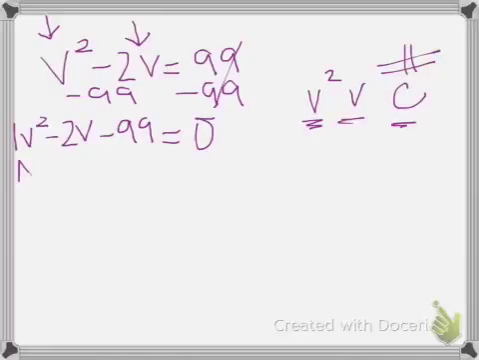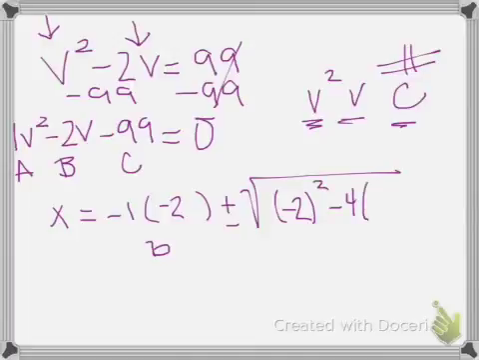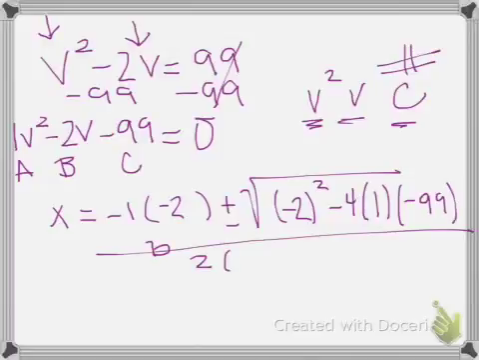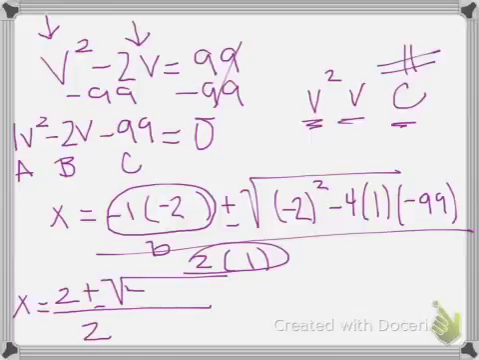Then we can put invisible 1 in the front, so we have a is 1, b is negative 2, and c is negative 99. We're going to plug in negative 2 for all our b's in parentheses. When you go to work this out, you're going to get your positive 2 on both the top and the bottom. 2 squared is 4. 4 times 1 is 4.